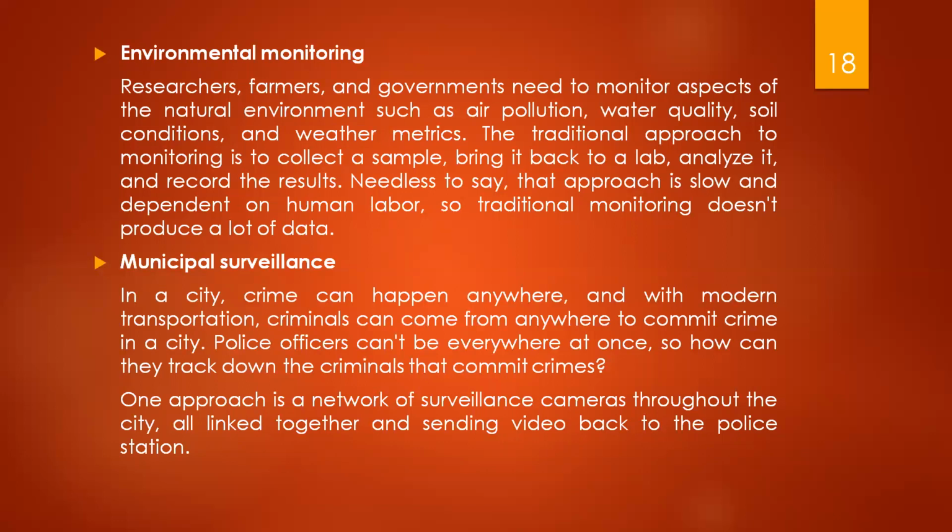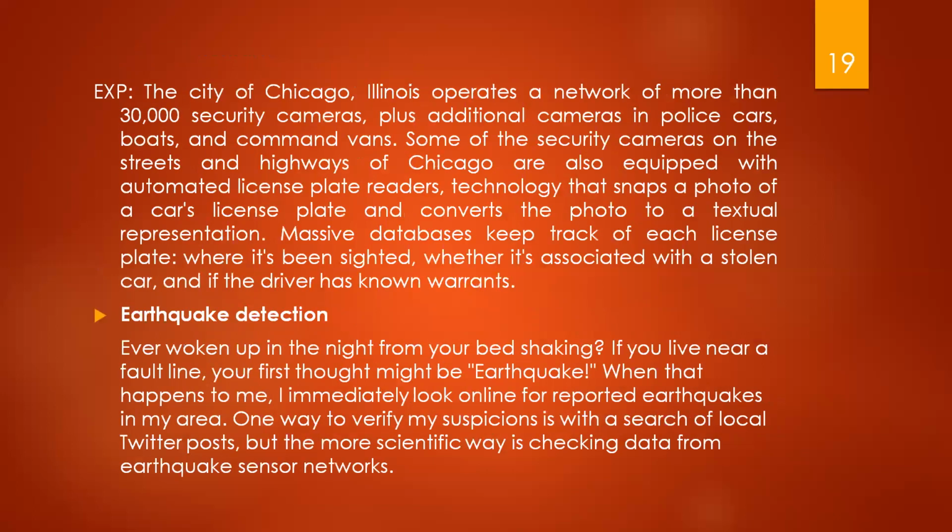The next one is municipal surveillance. In a city, crime can happen anywhere, and with modern transportation, criminals can come from anywhere to commit crime in a city. Police officers cannot be everywhere at once. So how can they track down the criminals? One approach is a network of surveillance cameras throughout the city, all linked together and sending video back to the police station. For example, the city of Chicago operates a network of more than 30,000 security cameras plus additional cameras in police cars, boats, and command vans.